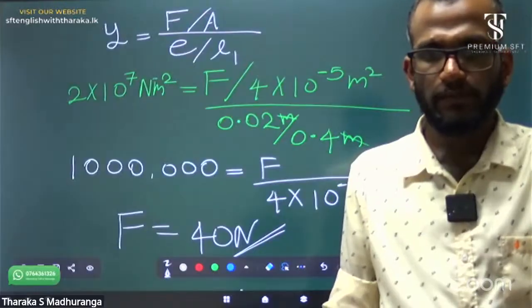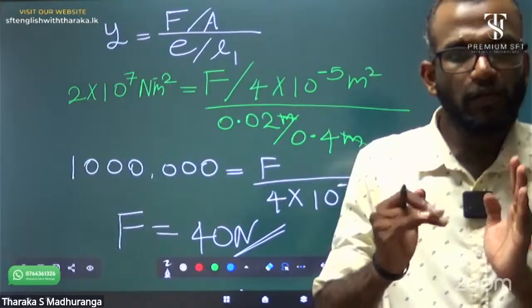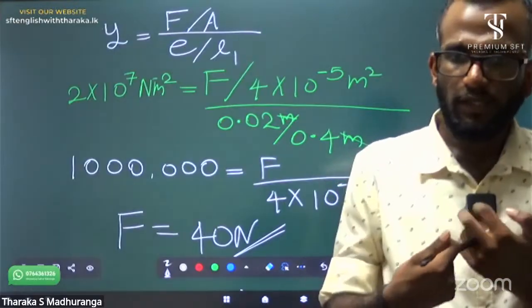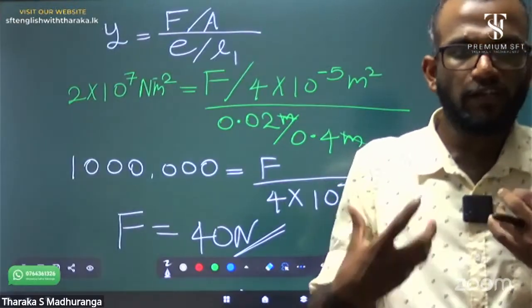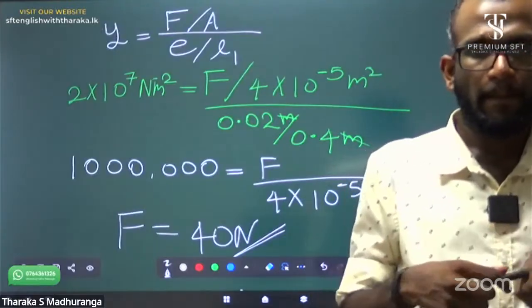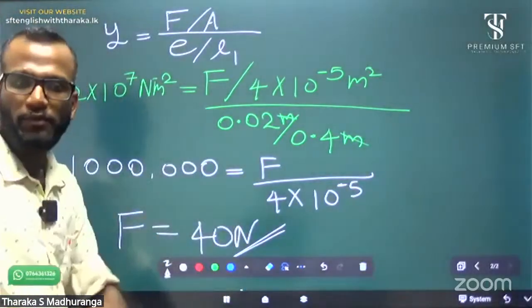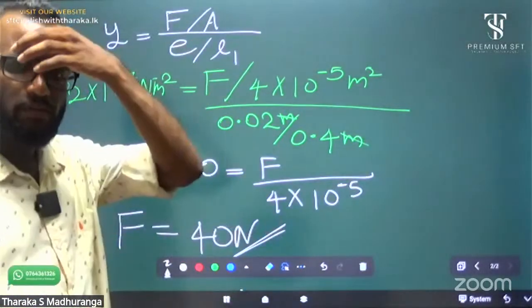Yes. Okay, very simple, right? You need only the basic knowledge of Young's modulus and mechanical properties of matter. Okay, the 40 Newton is the applied force. Note down.